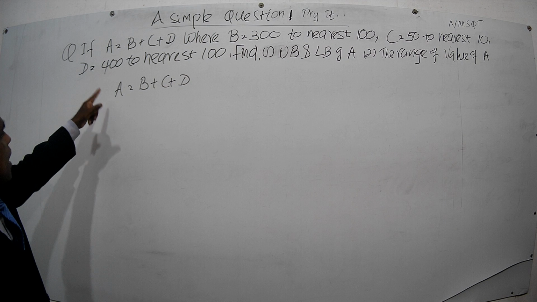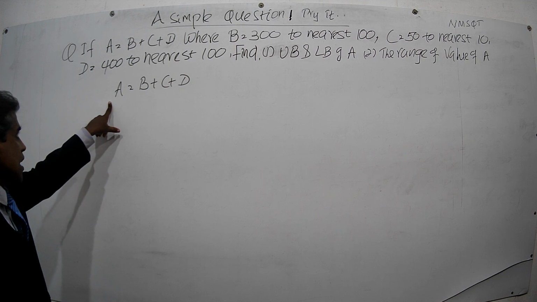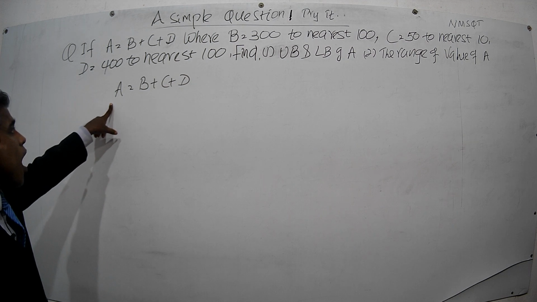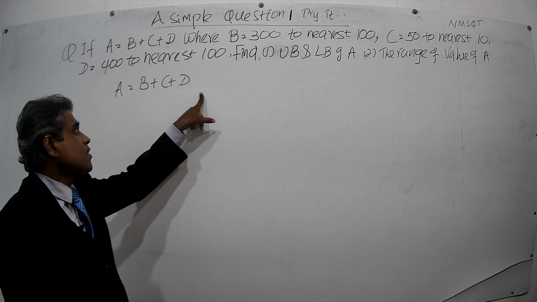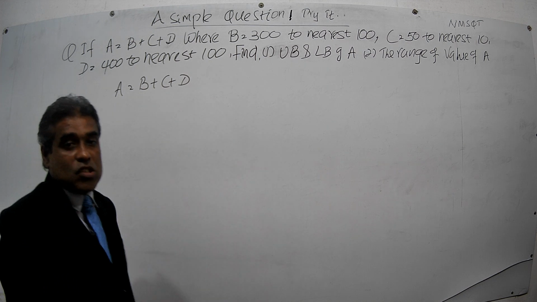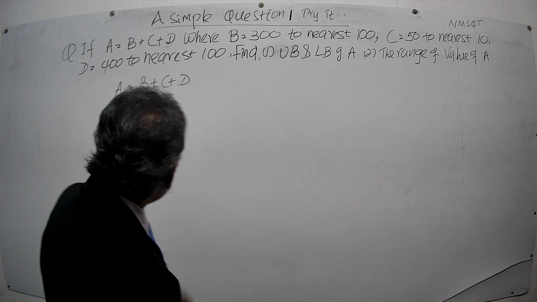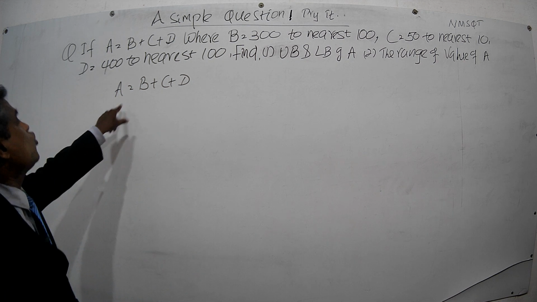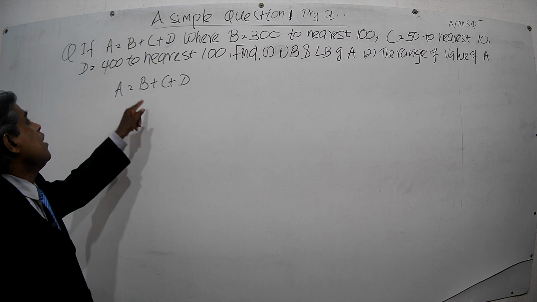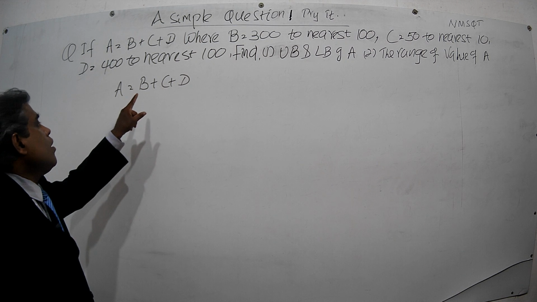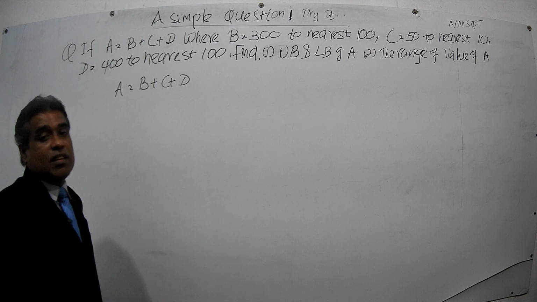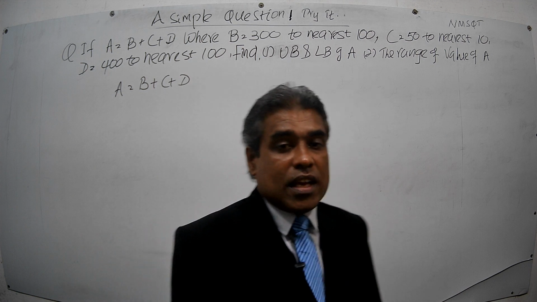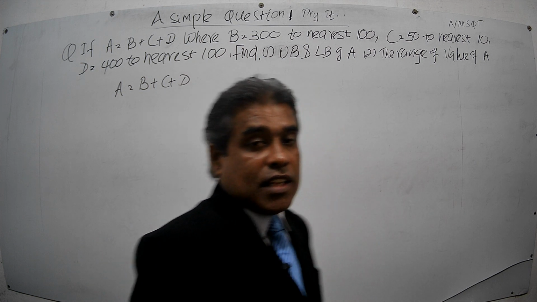When you are asked to find the upper bound of A in this question, you are asked to find the upper bound of the sum of these three corrected values B, C, D. When you are asked to find the lower bound of A, that means you are to find the lower bound of the sum of these three corrected values B, C, D. Then you see how it is done.